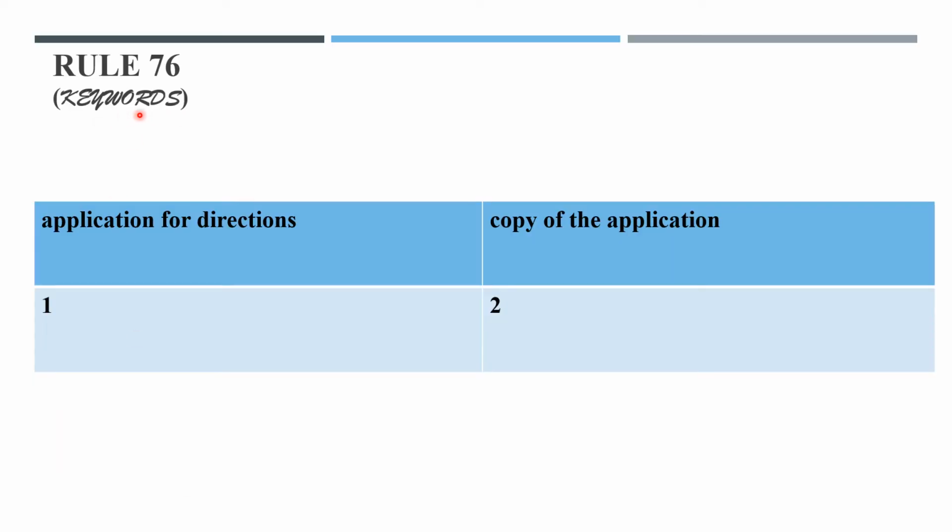The keywords for rule number 76: rule 76 has two sub-rules. Let us find out the keywords for each sub-rule. The key term for sub-rule 1 is application for directions, and the key phrase for sub-rule 2 is copy of the application.